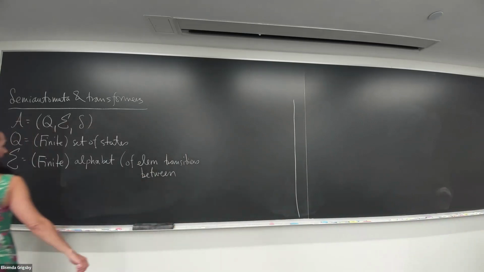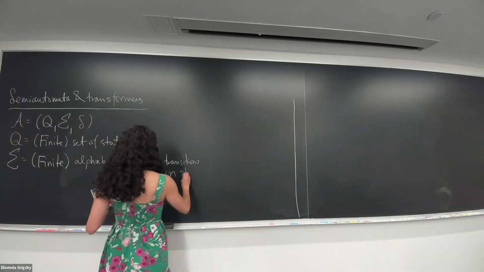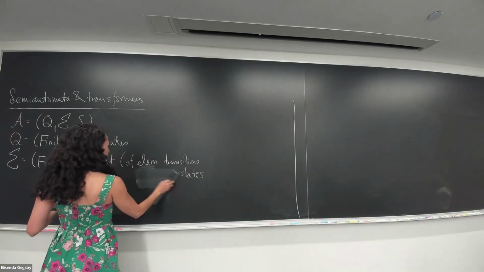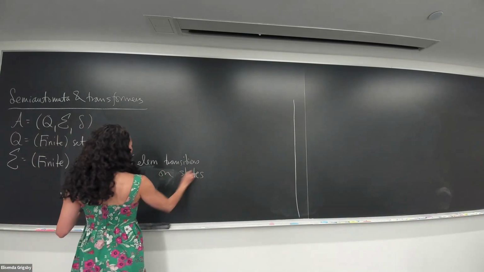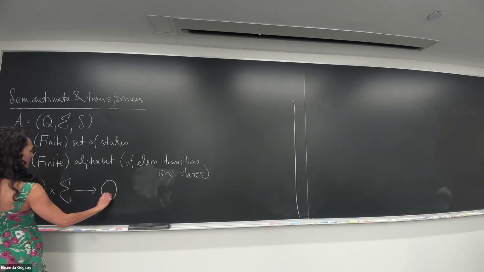Okay, so sigma, the finite alphabet of elementary transitions between states, or on states. This may be a better way to say that. And delta is the function that implements these transitions. So it takes in a pair of a state and a transition, and it outputs a state.